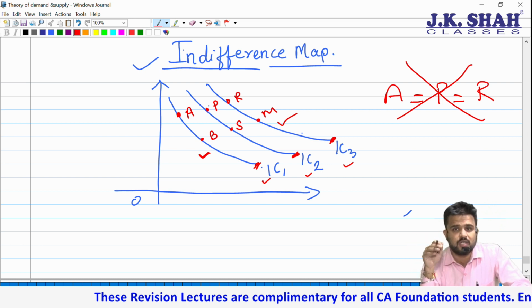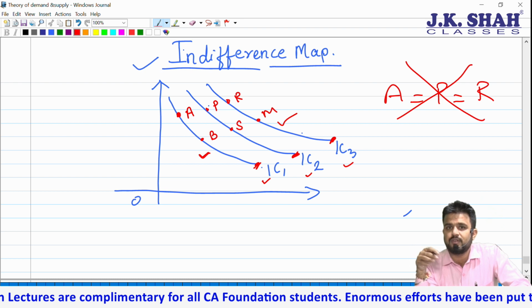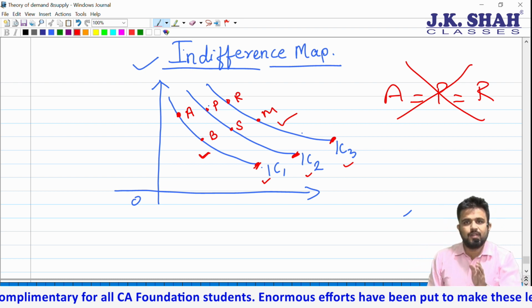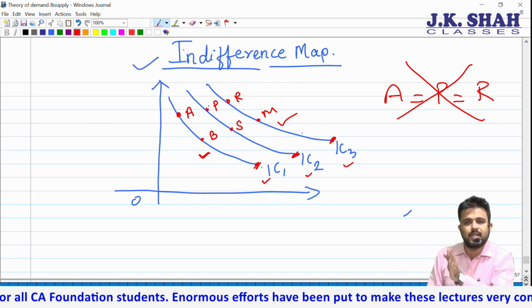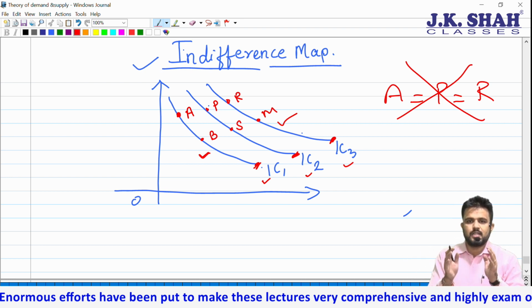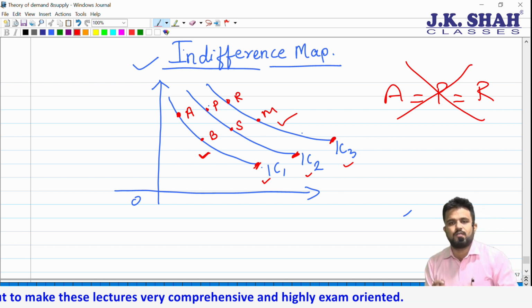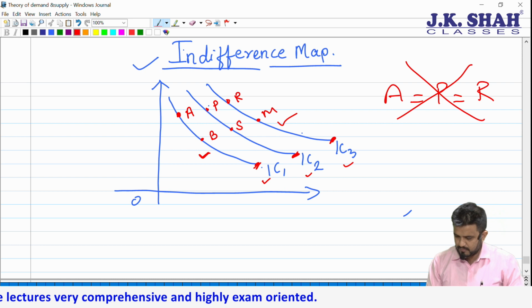So points on the same curve, same satisfaction, but the points on different curves, different satisfaction. And we will select that point, or we will select that curve where the satisfaction is highest. So this is nothing but an indifference map. A set or a family of indifference curves will give you an indifference map.